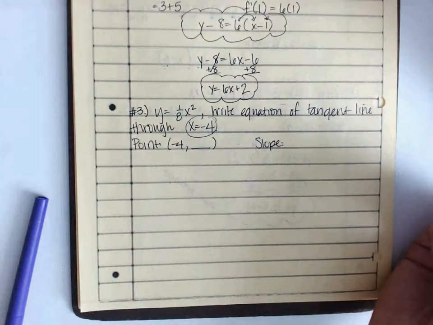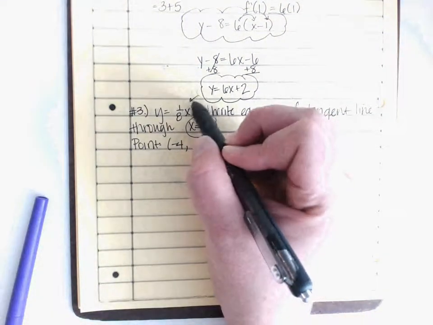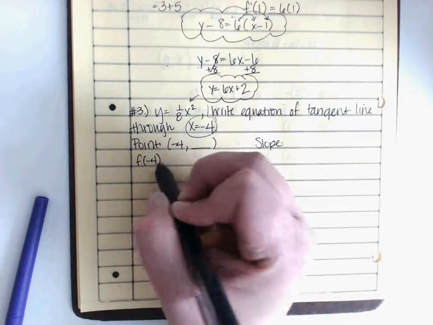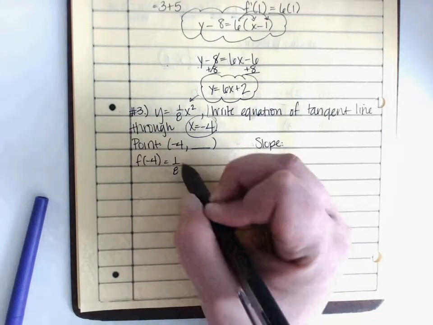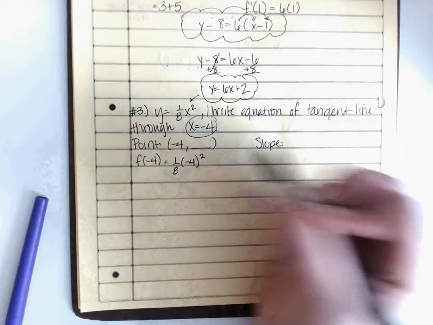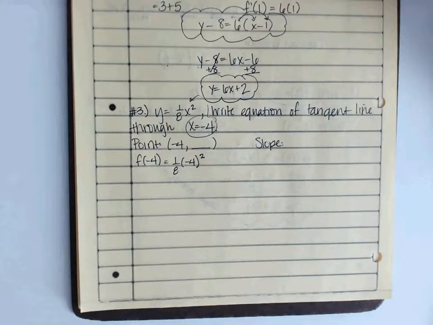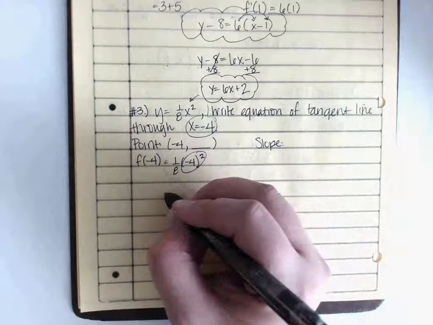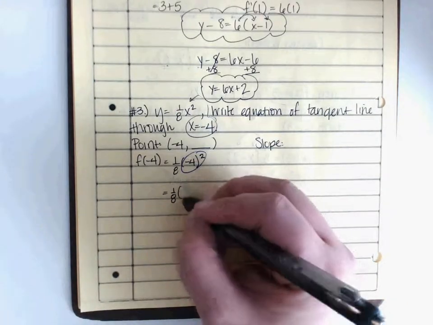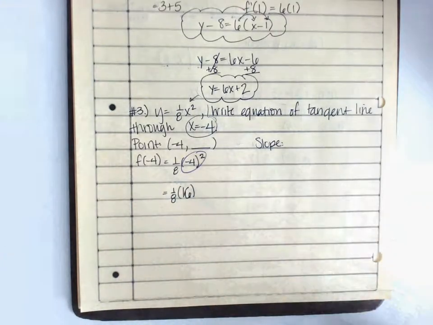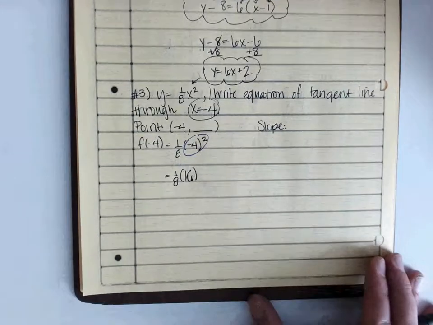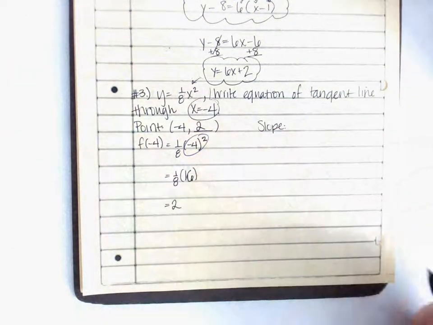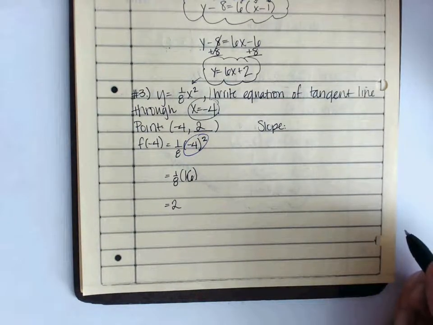In order for me to find the y, I need to take negative 4, plug it into my equation. So I'm going to write f of negative 4 equals 1/8 times negative 4 quantity squared. Now keep in mind that when you square a negative number, that's negative 4 times negative 4 again. That's going to come out to be a positive 16. And 16 times 1/8 is the same as 16 divided by 8, which is 2. So my y value is 2. Okay, I have my point.